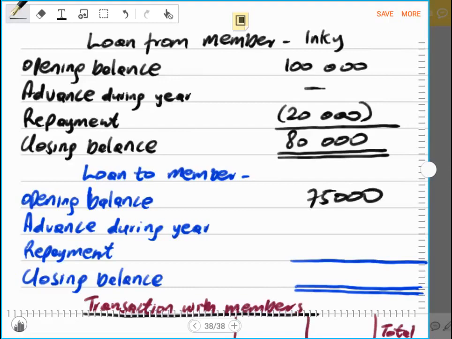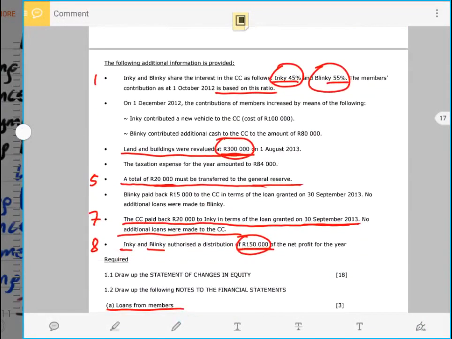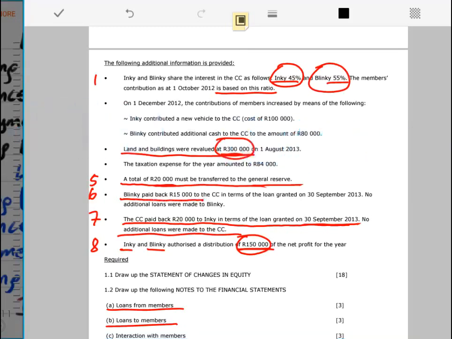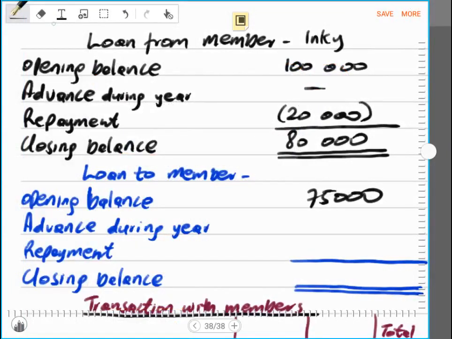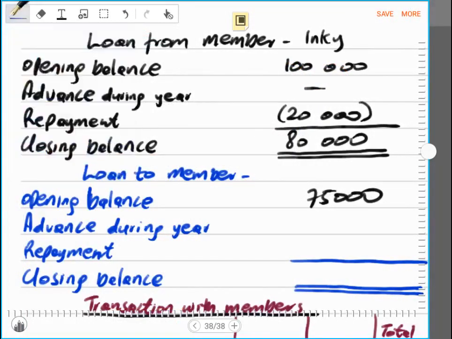Then we check if there was any loan advance or loan repayment during the year. But definitely there was no loan advance because we were told so. It says under adjustment number 6 that Blinky paid 15,000 rands to the close corporation. So now that is immediately a repayment. We record that as a repayment, negative, reducing the loan account. So now under repayment we immediately say minus 15,000 rands.